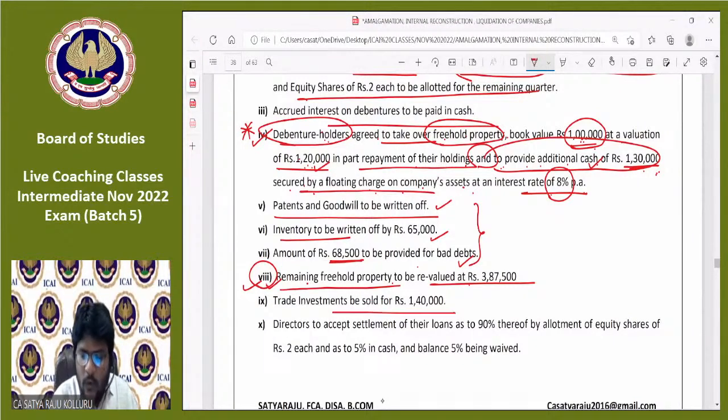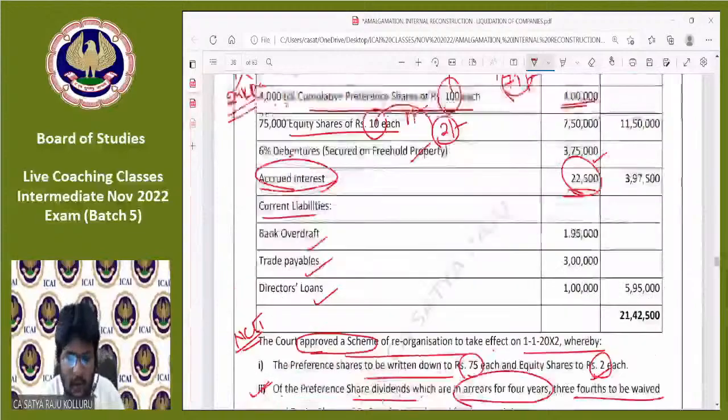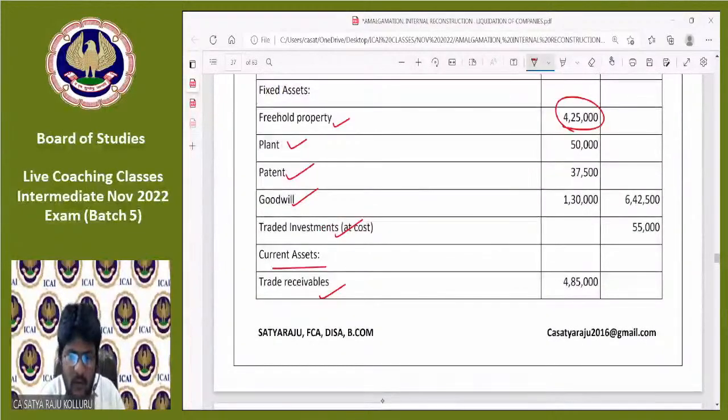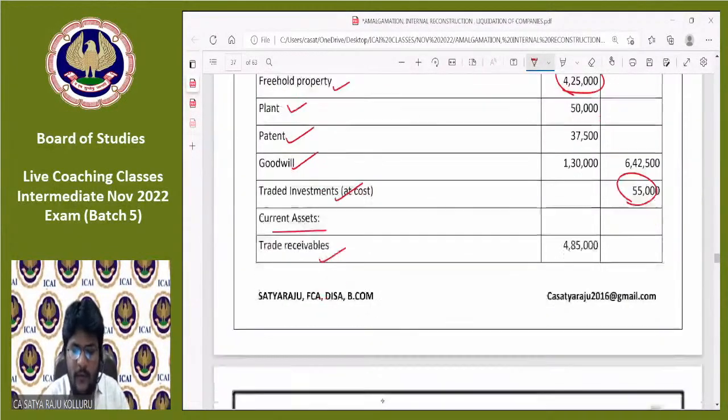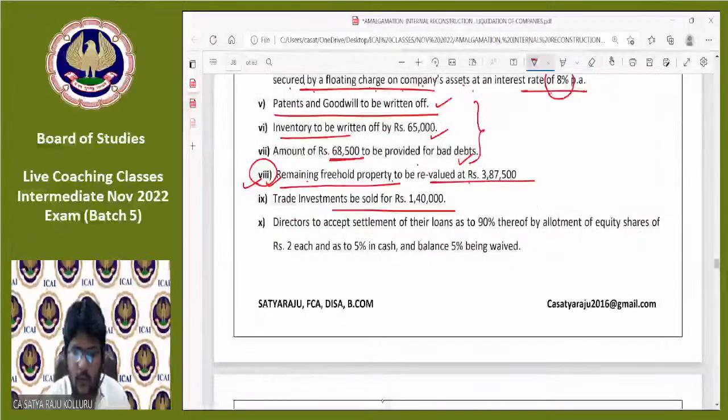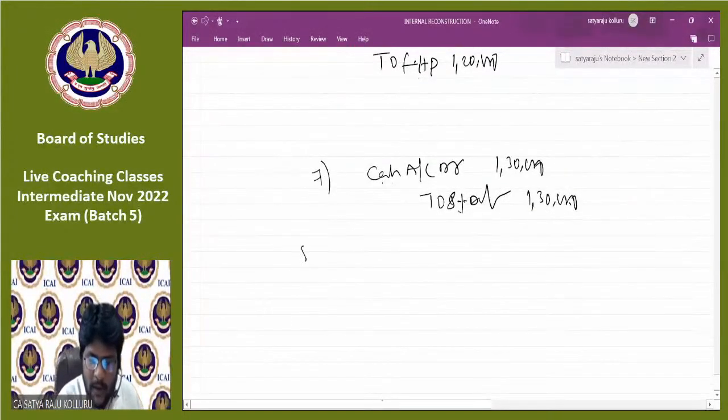Trade investments were sold for 1,40,000. In the books, trade investment was how much? Book value is 55,000. We sold 55,000 worth of book value of trade investment for 1,40,000, which is a profitable situation. You can put the entry here.